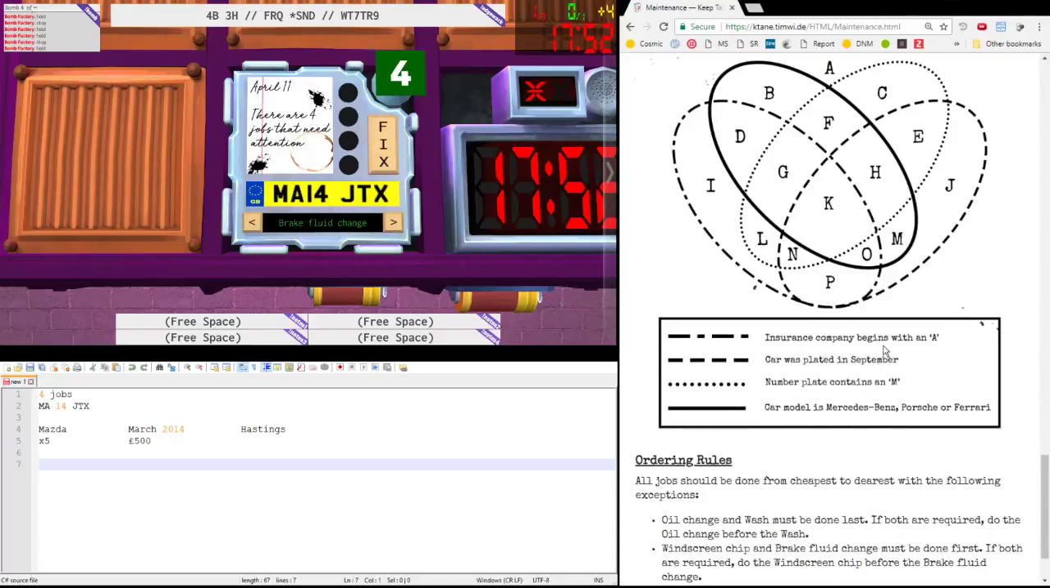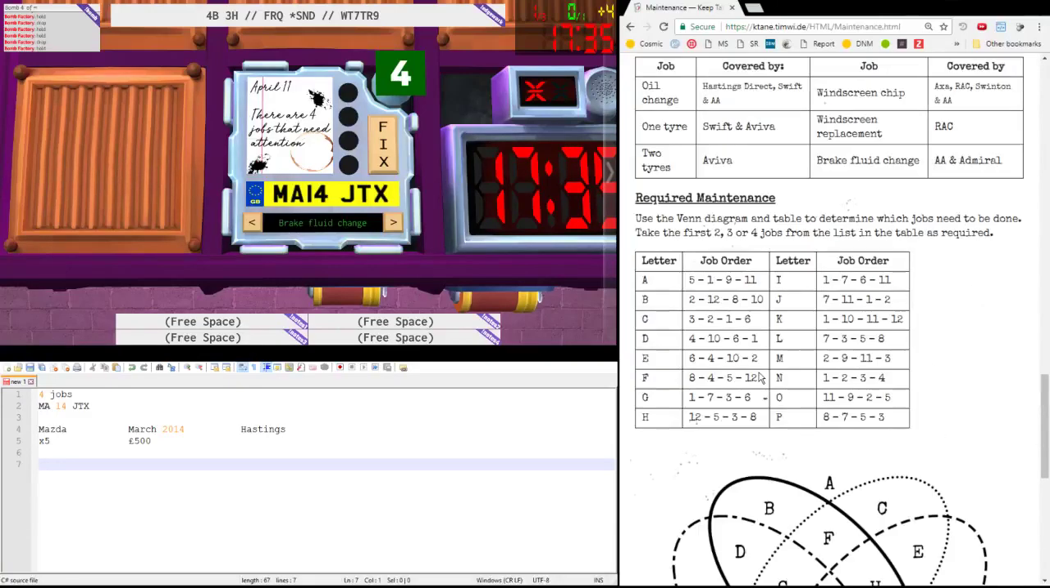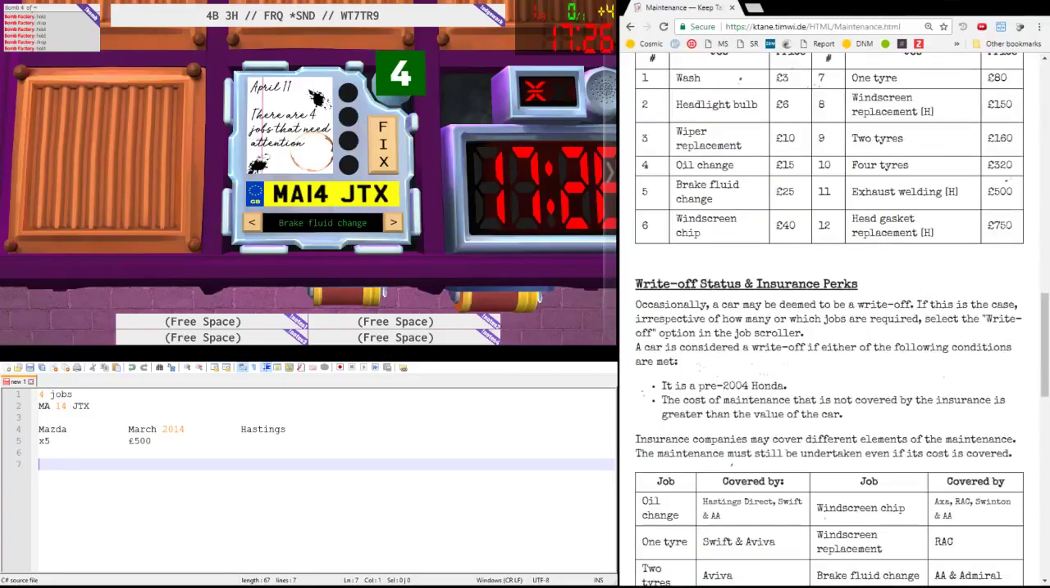So let's see here. Insurance with an A, no. September, no. Number plate with an M, yes. Car model, no. So we only use the dotted section. Only the dotted section gives me a C. And I need all 4 of these jobs. So I need 3, 2, 1, 6. So 3, wiper replacement. 2, headlight bulb. 1, wash. And 6, windscreen chip.